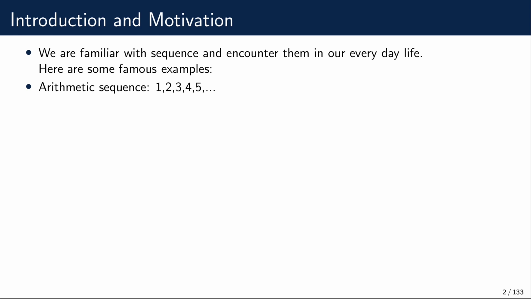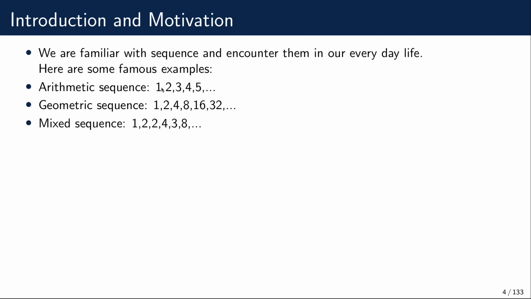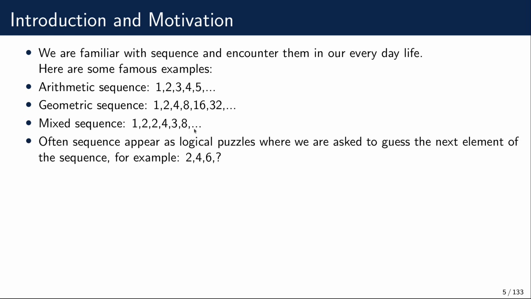And of course, another very famous type of sequence is the geometric sequence, where every element is the multiplication of the previous one by some constant factor. So here, every time the next element is the double of the previous one, and here we add one. So we have this geometric sequence, and of course we can form more complicated sequences. For example, we can take those two sequences and intertwine them. The elements of this sequence are going to be on odd places, and the elements of this sequence are going to be on the even places. So we get this mixed sequence, right?